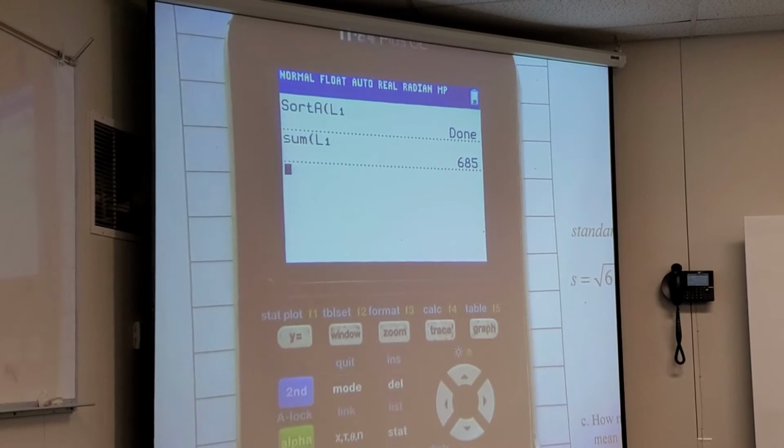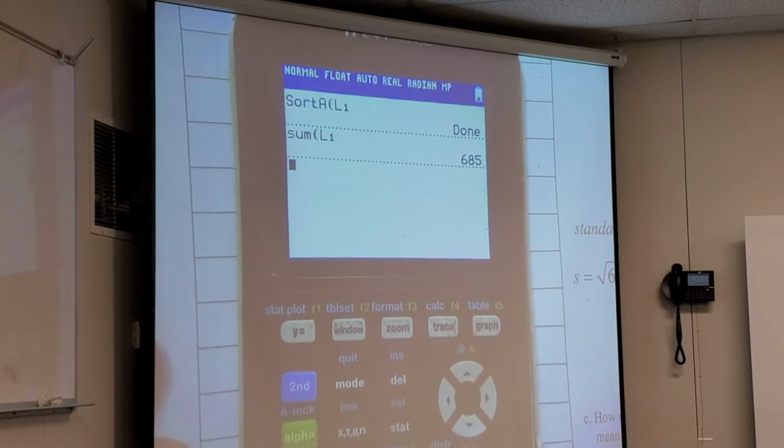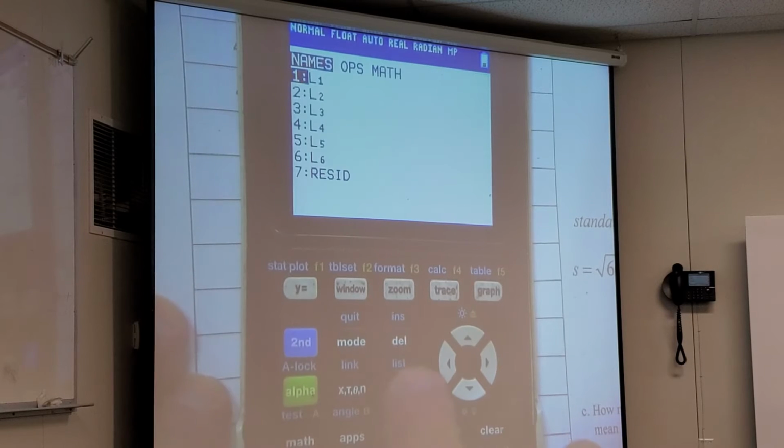Yes. So if you're in your list right now, and you haven't done this yet, hit second mode to get out of it. I don't want to put the answer into the list. That would suck. Then I want to go to list, because I want to do something to one of my lists. So hit second stat to go to list.